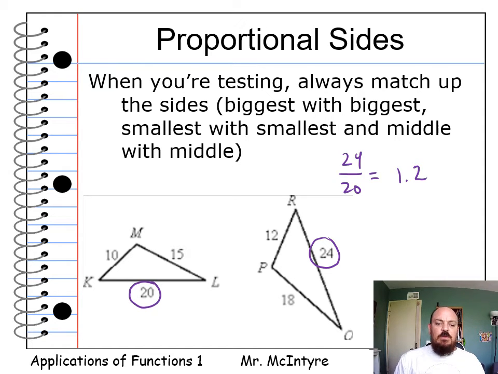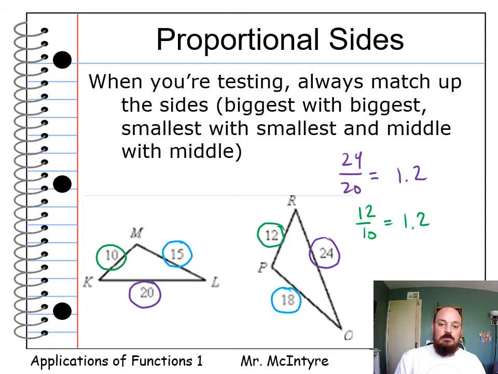All right, let's try the same thing with the smallest sides of each one. So the smallest side in this triangle is the 10, and the smallest number on the other triangle is the 12. So I do 12 divided by 10, which also equals 1.2. Let's check the middle side and just make sure we got it right. So the middle side is the 15 and the 18. I do 18 divided by 15, and I get 1.2 again. Again, you can use a calculator for that.